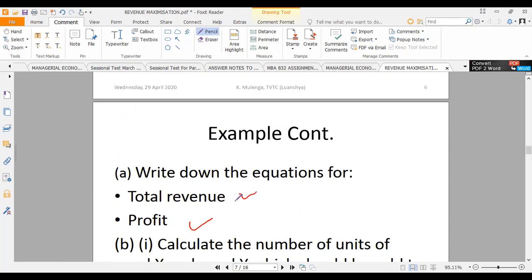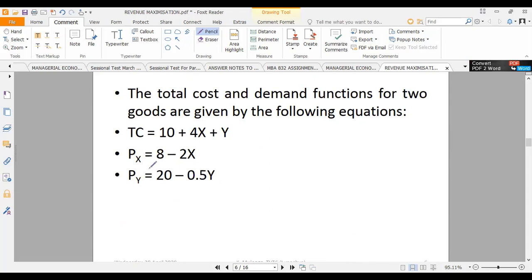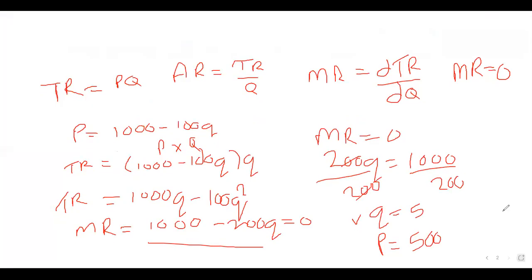So this is a combination of two products, good x and good y. So let me concentrate on just good x first of all. Good x is given by P is equal to 8 minus 2x.